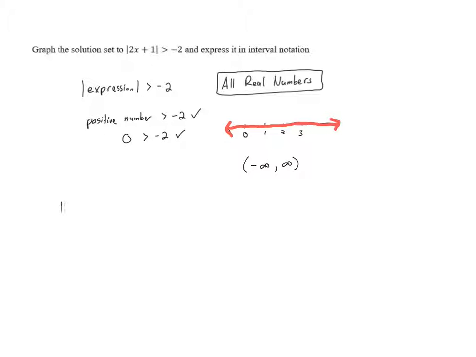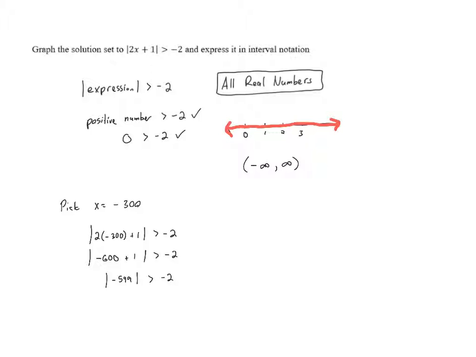see if it works. I am going to pick x equals negative 300, just because I can. If we plug in negative 300 for x, we've got the absolute value of 2 times negative 300 plus 1 is greater than negative 2. Now 2 times negative 300 gives us negative 600. So inside the absolute value symbols, we have negative 600 plus 1. And we know that negative 600 plus 1 is negative 599. So we have the absolute value of negative 599 is greater than negative 2.